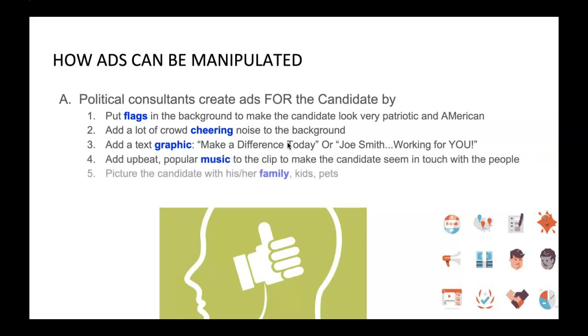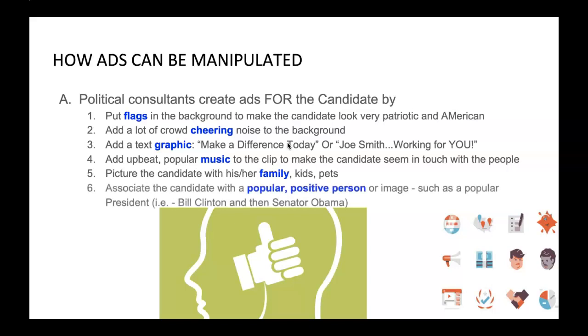in touch with the people and the audience, the picture of the candidate with his or her family or their kids or their pets to humanize them, or often associating the candidate with a popular or positive person or image, such as a popular president, like when Bill Clinton appeared with then Senator Obama.